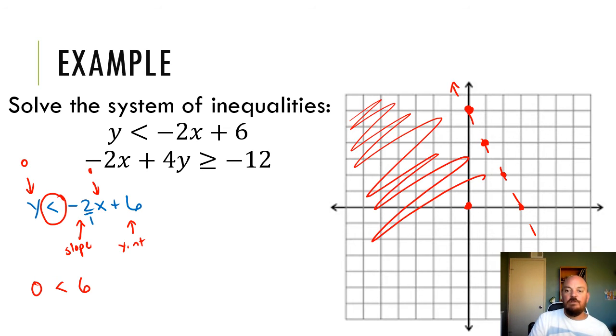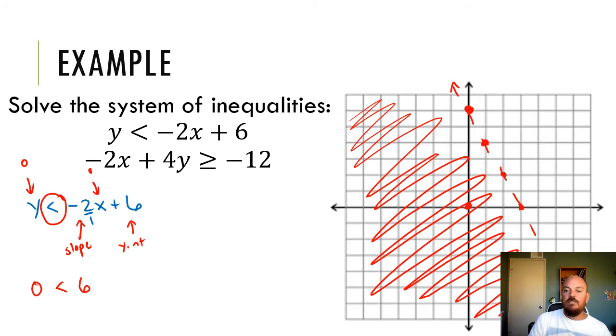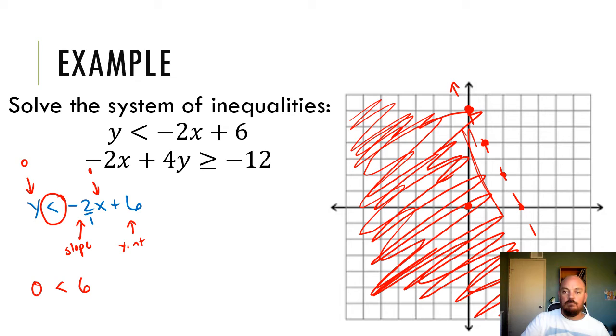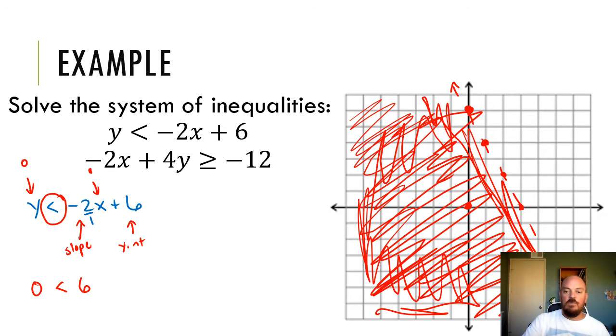0 is less than 6. So I'm going to shade everything over here. This is my shaded area for the first line. Shade all that in red. And I'll do colors here so you can make it easy to see.